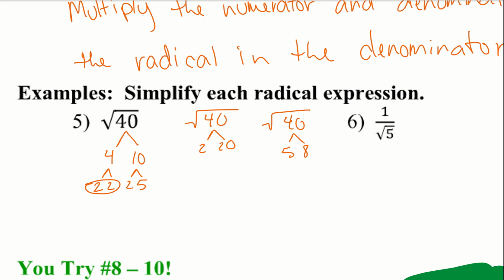Any pair that I have, I'm going to take out and put in the front of my radical. Anything that's left over is going to go inside my radical, multiplying with one another. Then to simplify, I just need to multiply the 2 and the 5. We end up with 2 root 10.